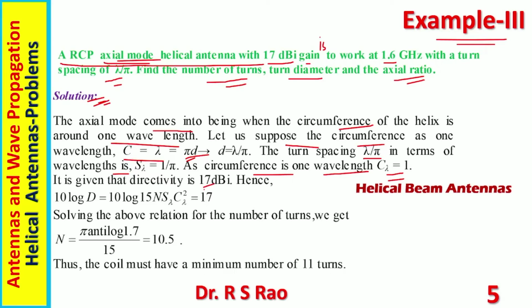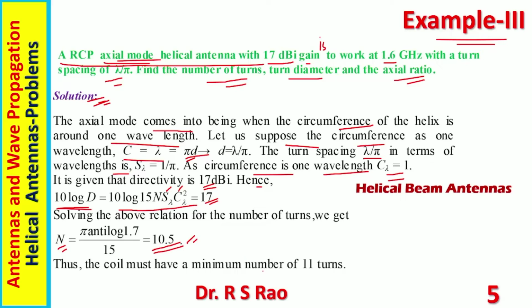Now it is given that directivity is 17 dB. Hence 10 log D, this is directivity in dB, which is of course given as 17. D is 15 n S lambda C lambda squared. Therefore 10 log of 15 n S lambda C lambda squared is 17. Solving this relation for n gives us n equal to 10.5. C lambda value is known, S lambda value is known, only n is unknown. So it is not at all difficult to find value of n.